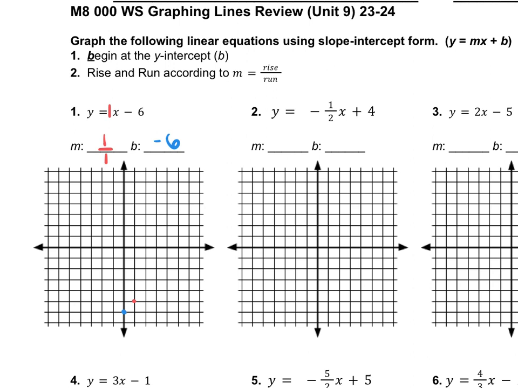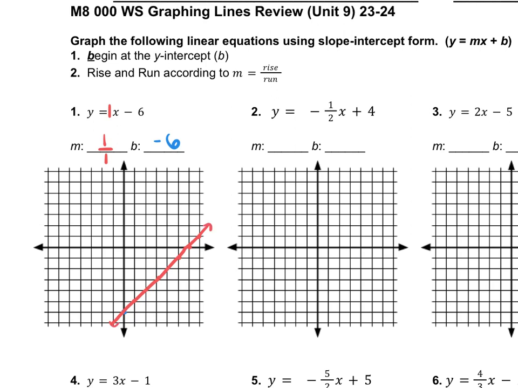I'm going to do that over and over. Up 1 over 1, up 1 over 1, over and over. And then I'm going to put a line through those points. And so that's how I graph using slope-intercept form.